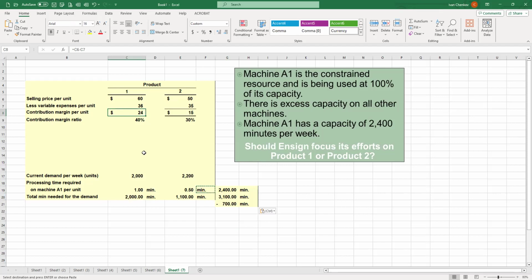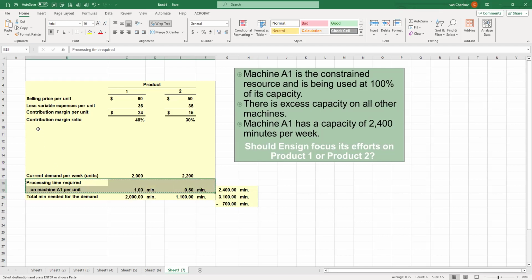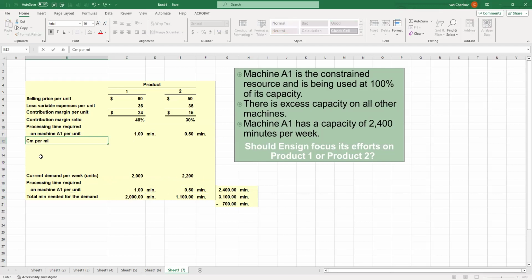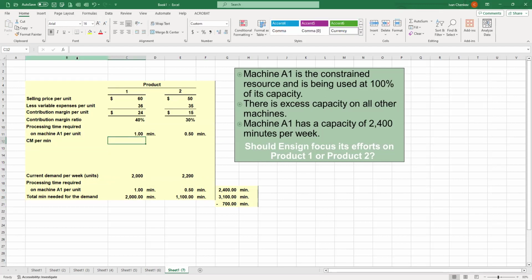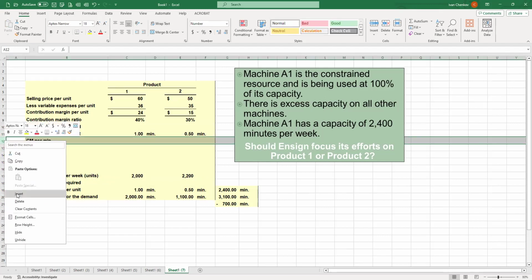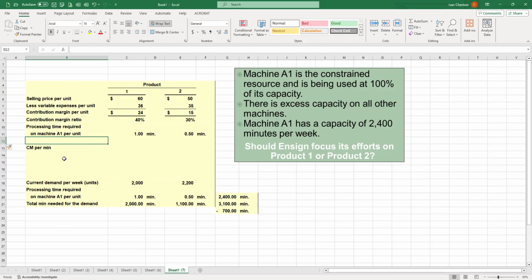What's our constraint? What are we short on? We are short on minutes, correct? So if we're short on minutes, which contribution margin do we have to calculate? Contribution margin per minute, correct? And that's going to give us an idea on which product we should focus. So again, before we do that, how many products can we produce in 1 minute?